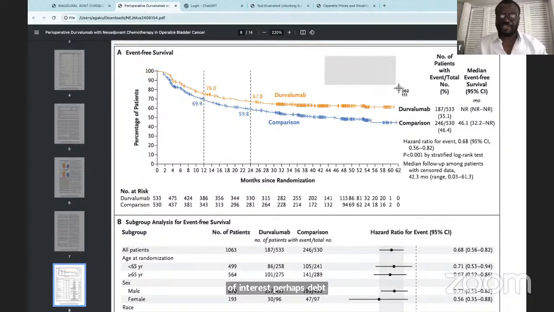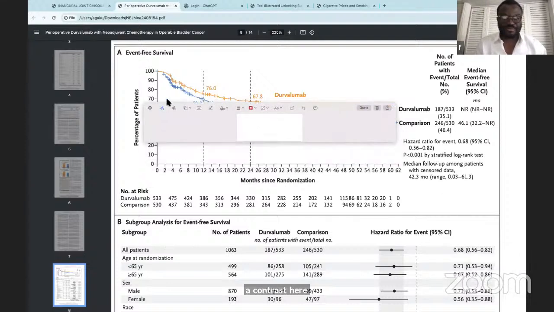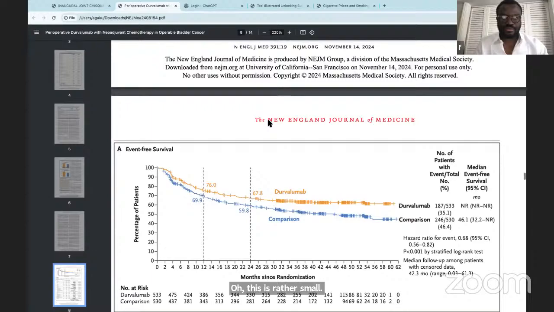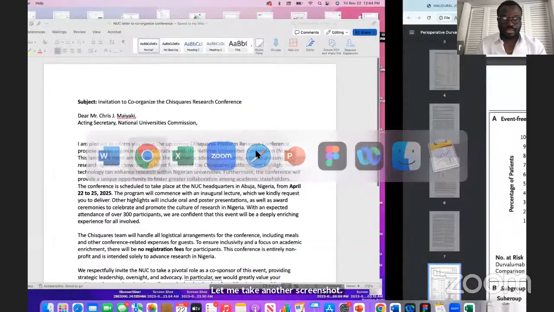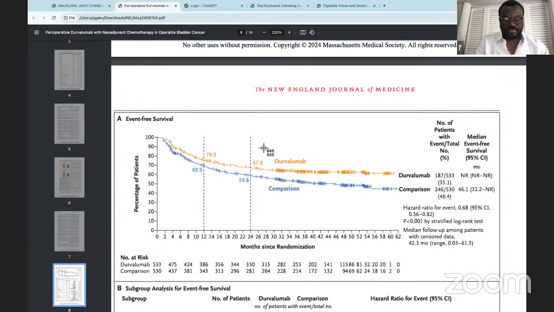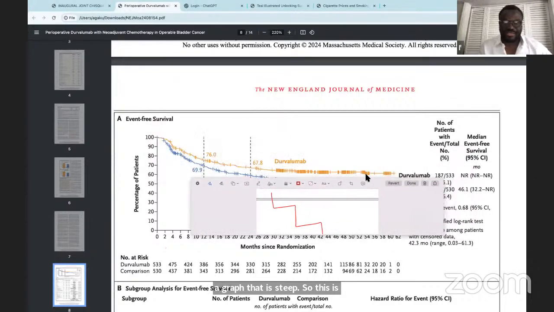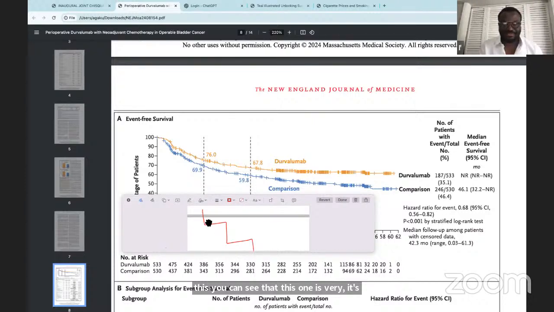All right, let's make this more visual. Let's create a contrast here. Oh, this is rather small. Let me take another screenshot. All right, so imagine that we have a graph that is steep. So this is obviously very different from what we see here, right? You can see that this one is a very gentle slope. This one looks like a staircase.